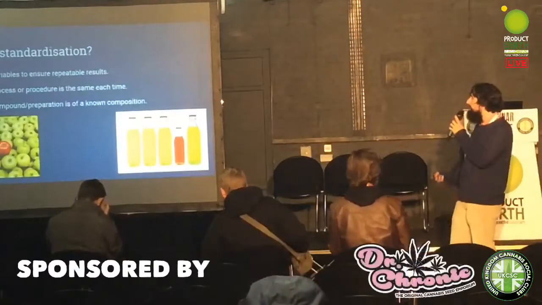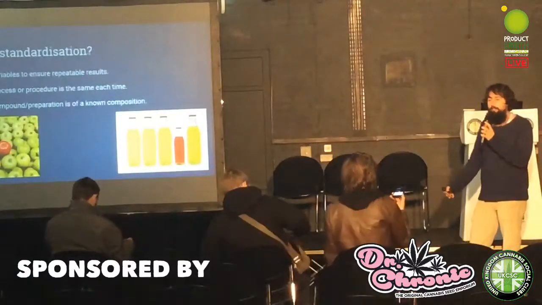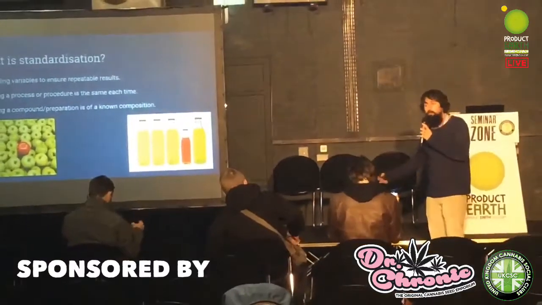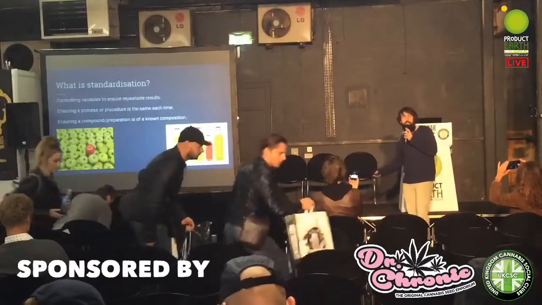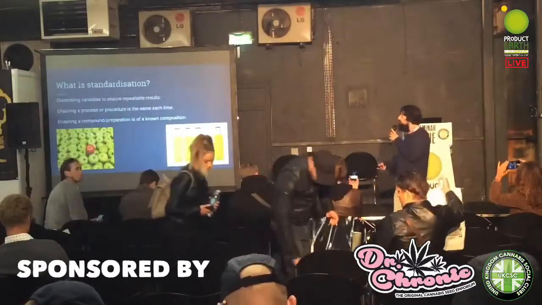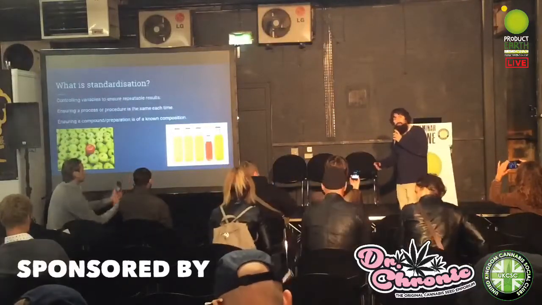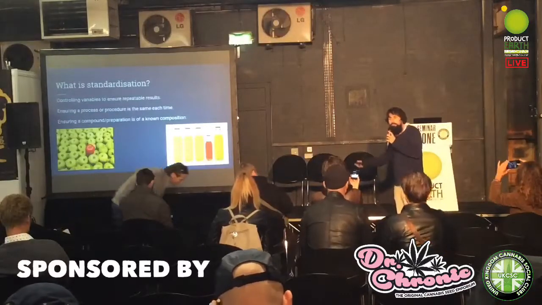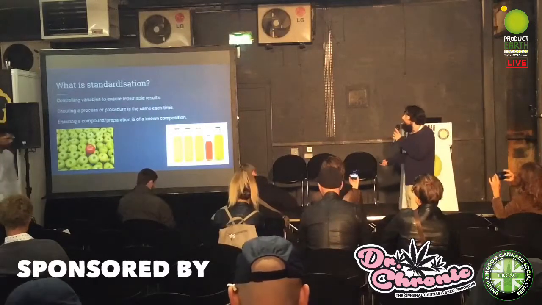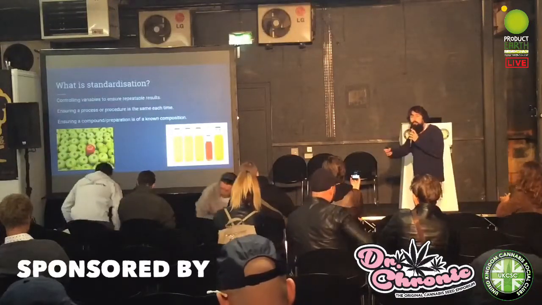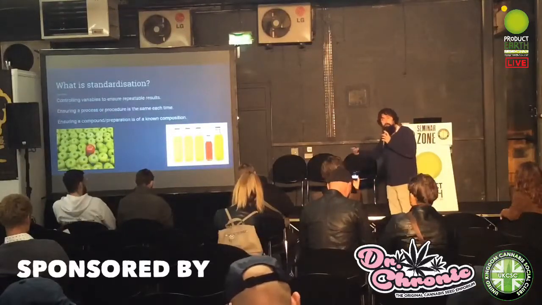So, yeah, we've got to think, what is standardization? This basically means controlling everything that you do whilst you're making a product. So controlling variables to ensure repeatable results, making sure that what you make comes out the same each time. Ensuring a process or procedure is the same each time, so when you're actually doing things, you're doing the same thing each time. Whatever it is, it has to be consistent throughout. And ensuring a compound or preparation is of a known composition. So again, knowing exactly what chemicals are inside the thing we're making and how much of them are in there.